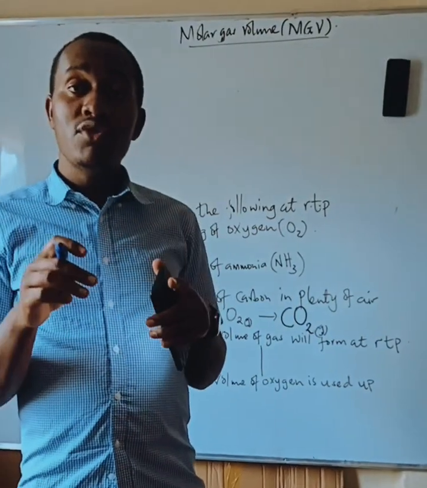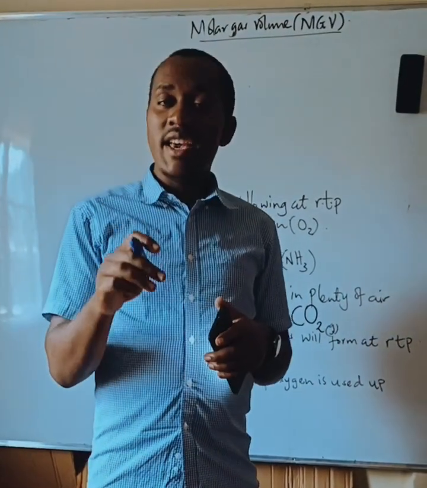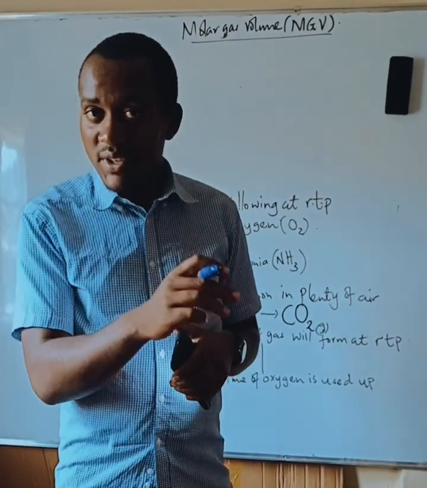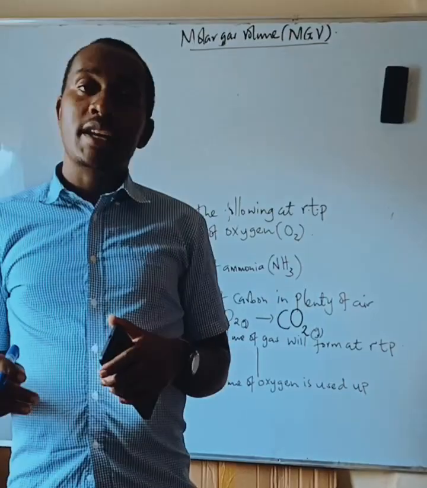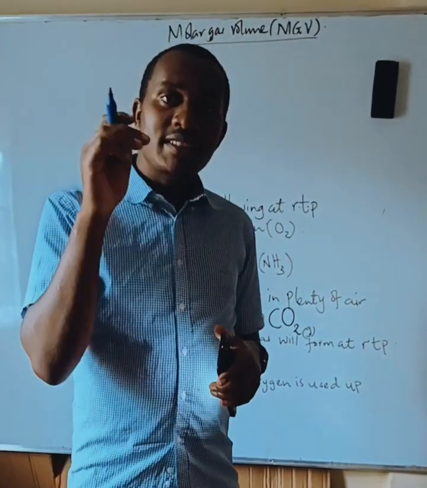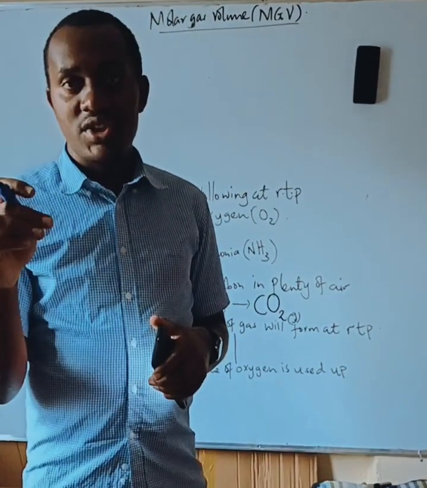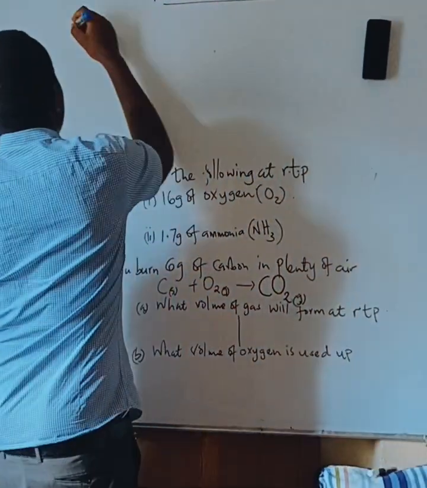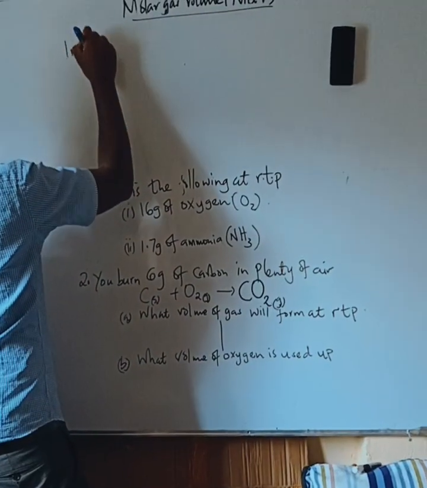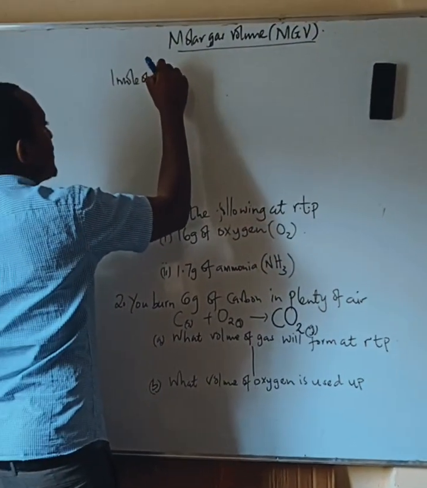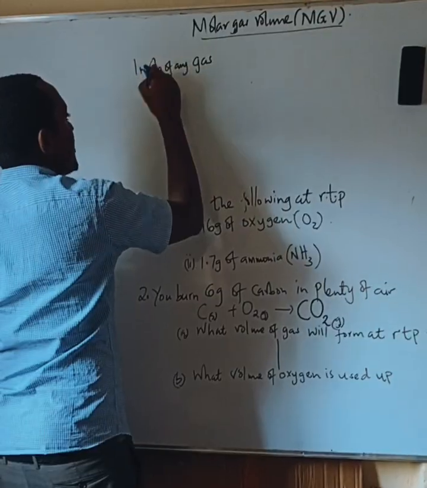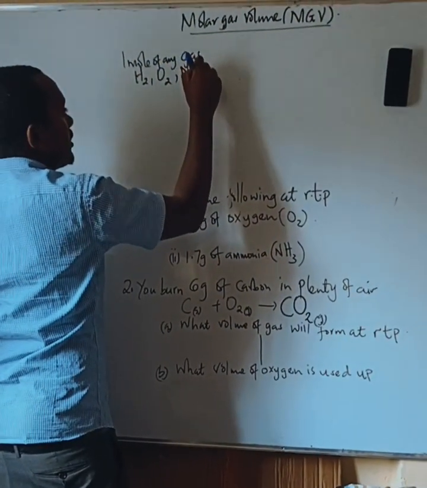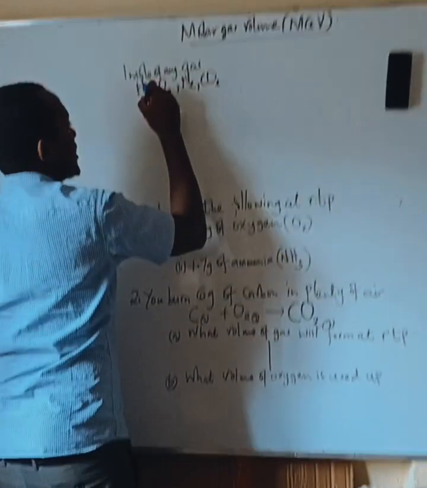This is the volume occupied by any gas at standard conditions, which are two: room temperature and pressure, RTP, and standard temperature and pressure, which is STP. I'm going to write it. So one mole of any gas, it can be hydrogen, it can be oxygen, it can be nitrogen, it can be carbon dioxide, it can be ammonia.